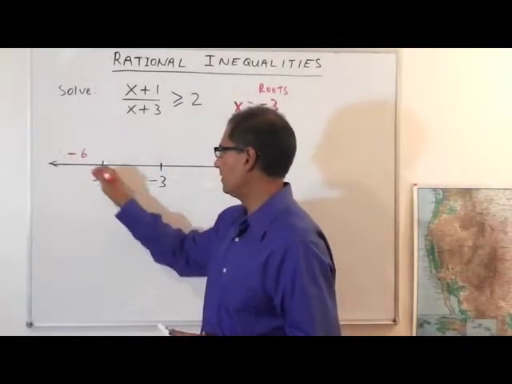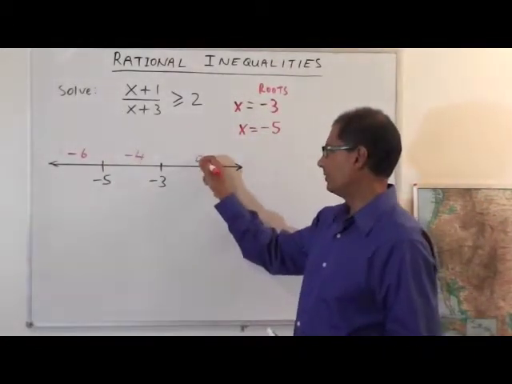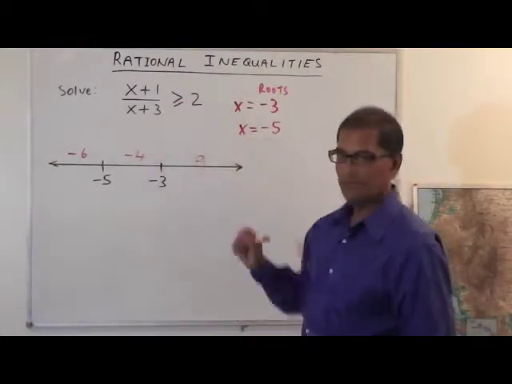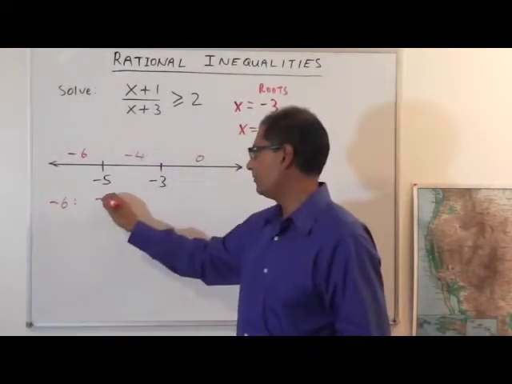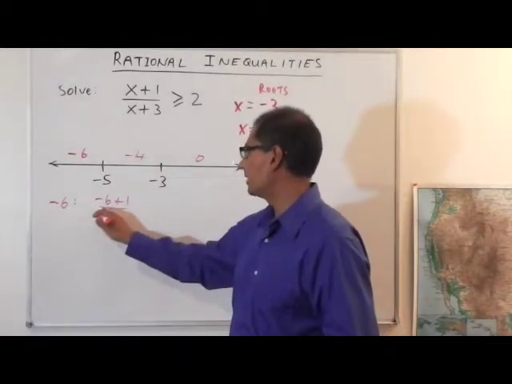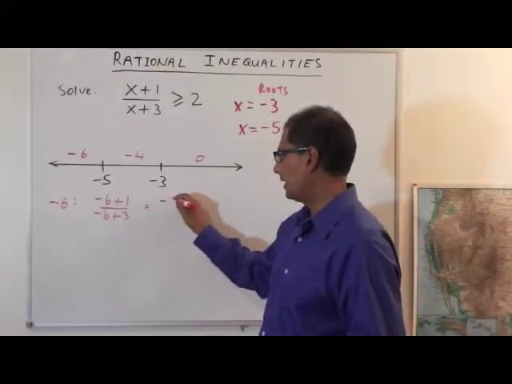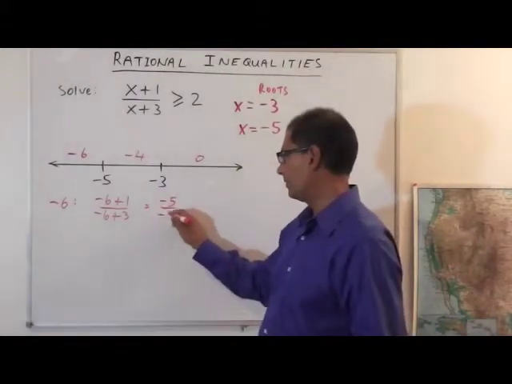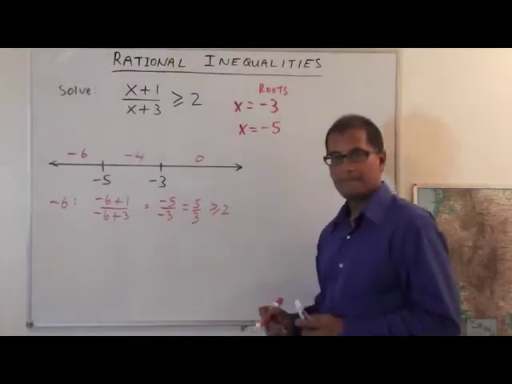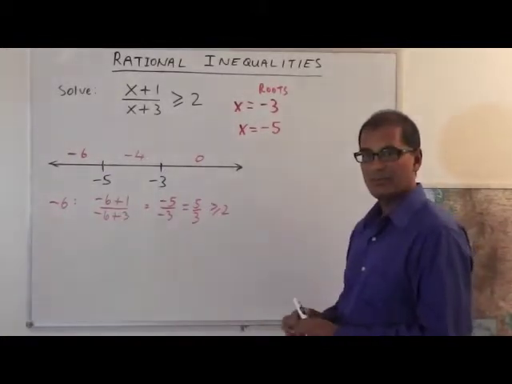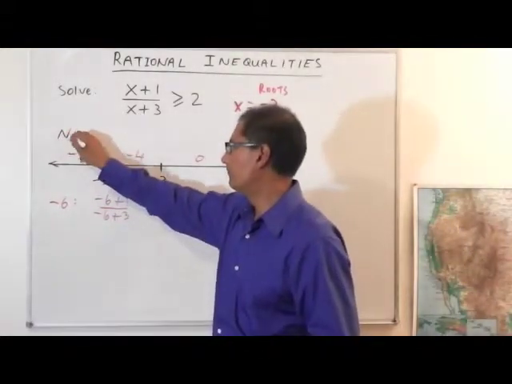I'm going to pick negative 6 here, and between negative 5 and negative 3 is negative 4. And greater than negative 3, an easy number to work with, is 0. So first I'll pick negative 6. If I plug it into the inequality, I get negative 6 plus 1 on top, and on the bottom I get negative 6 plus 3. Negative 6 plus 1 is negative 5, and negative 6 plus 3 is negative 3, and that gives me 5/3. We want to know, is that greater than or equal to 2? 5/3 is actually 1.67. This is not greater than or equal to 2, so we don't want this interval.